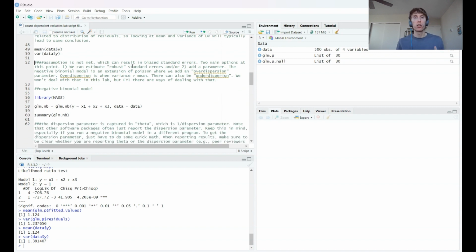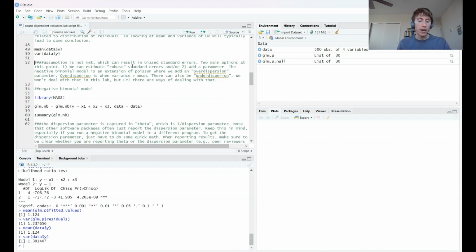Now, similar to before, when you have a violated assumption, and in this case this specific violated assumption, it can result in biased standard errors, in terms that you get wrong p-values, and maybe you can reach the wrong conclusion. So what you could potentially do at this point would be to estimate robust standard errors. I have a video talking about that, and you would apply that here if you wanted to.